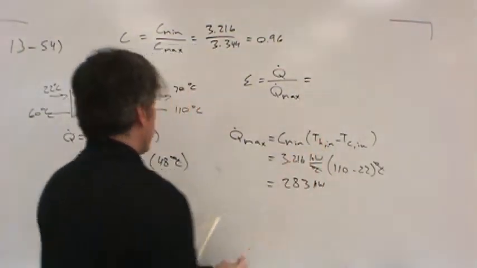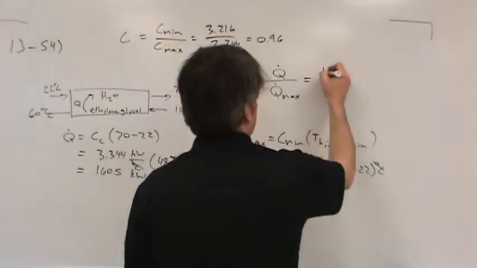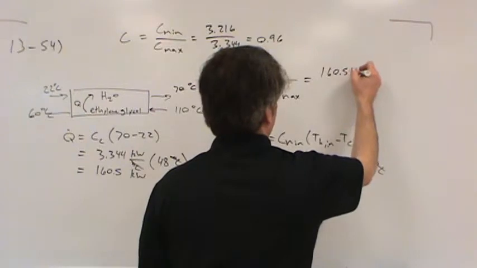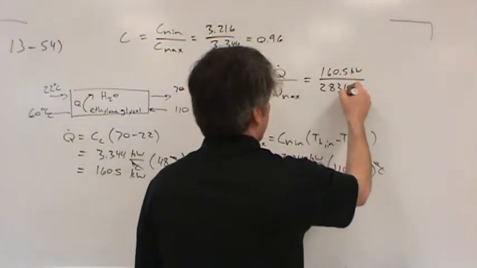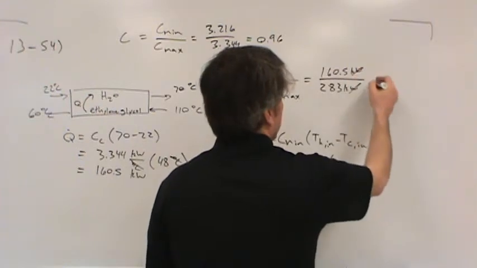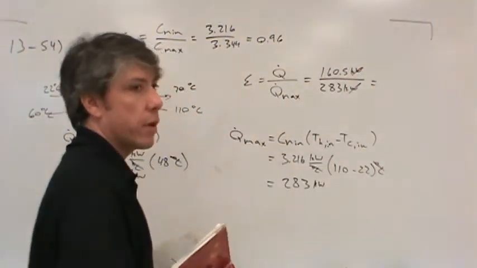So what's the effectiveness of the heat exchanger? Well, it's actually transferring 160.5 kilowatts. The maximum rate that would theoretically be possible is 283 kilowatts. So see the kilowatts go away. So take that ratio if you would, please.